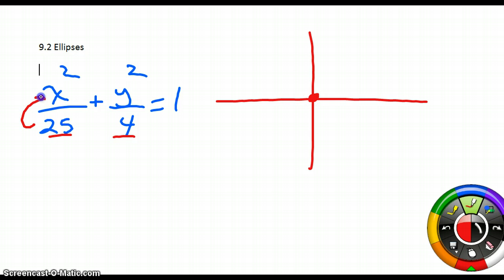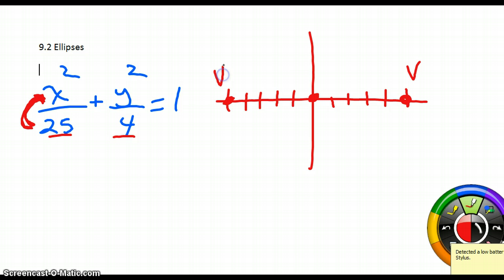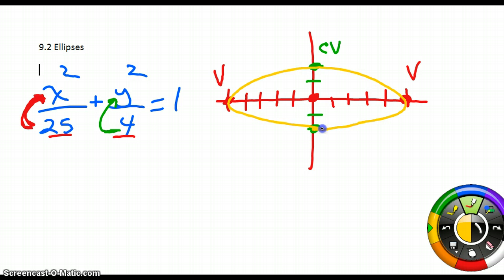Since this number is underneath the x, this is the direction we'll move in the x direction. Not 25, but the square root of 25. Label this vertex. And this is the vertex. We're going to move in the y direction whatever the square root of this number is, which is 2. So we'll go up 2, co-vertex, down 2, co-vertex. Again, connect these 4 important points with a smooth line, and that will give us our ellipse.